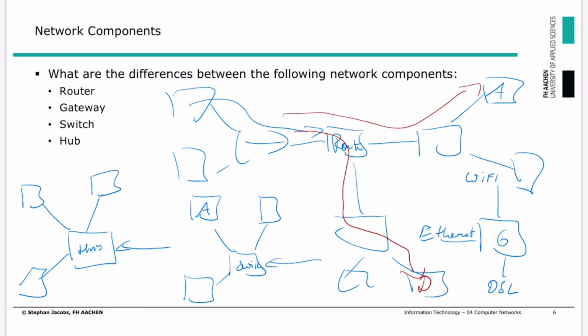Having said this, your DSL router at home actually has two functionalities. First, it's a router because it's in the middle of a network and knows where to send packets to, but at the same time it's a gateway because typically it can talk Wi-Fi, Ethernet and DSL.